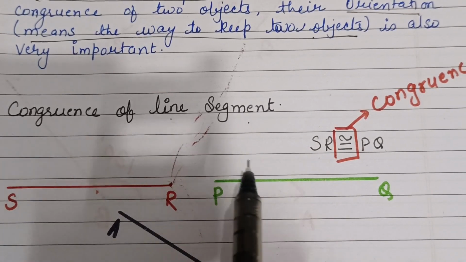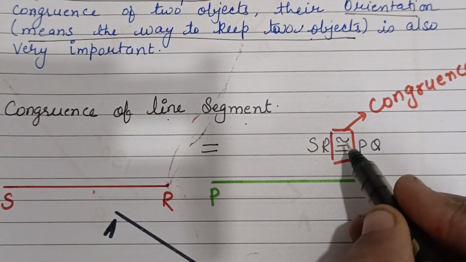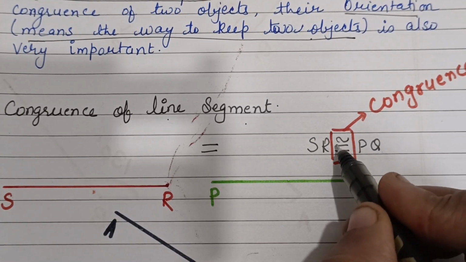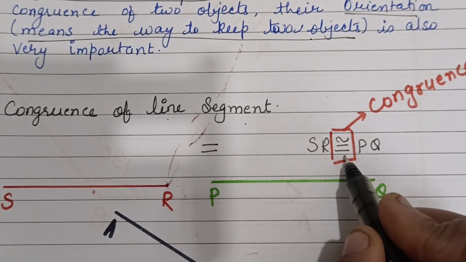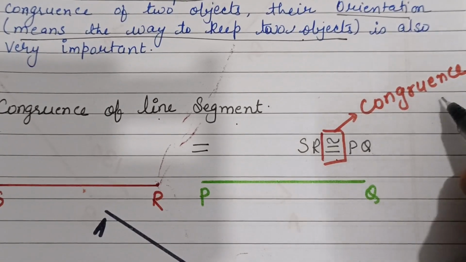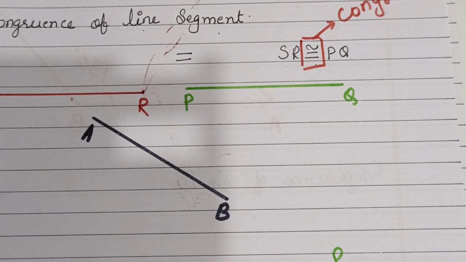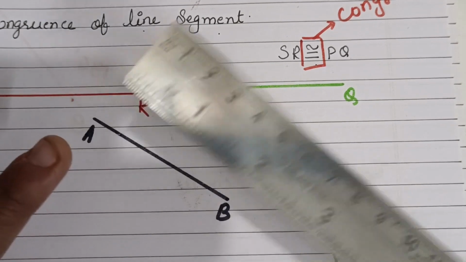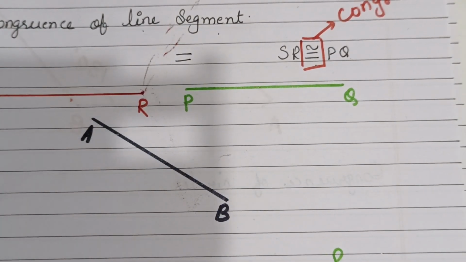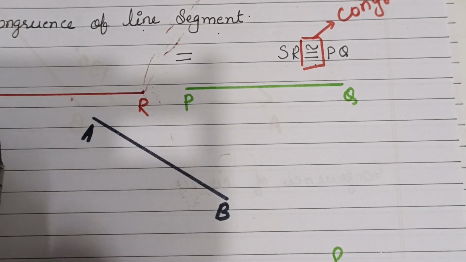Now till now we have learned one symbol, that is equal to, but it is different. On the equal to, I will make one S sign which is a sleeping S. So this sign particularly is known as the congruence sign. Now I have taken another line segment, that is AB. It is also of 6 centimeter, but its orientation is different. So I need to keep it horizontal to make it congruent with SR and PQ.